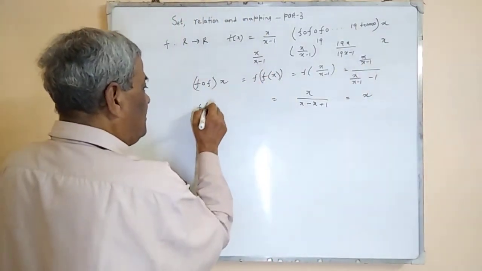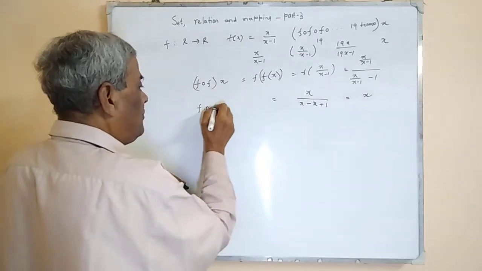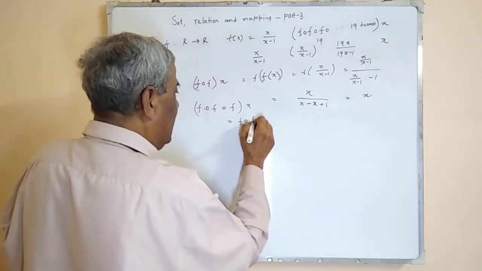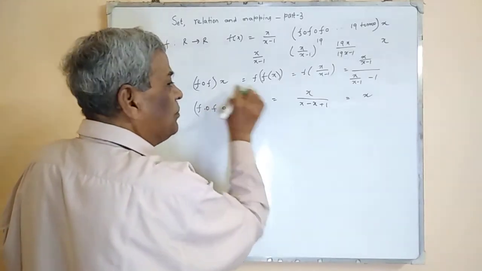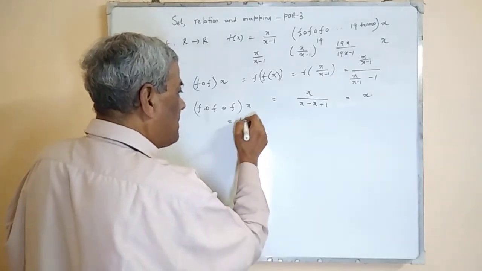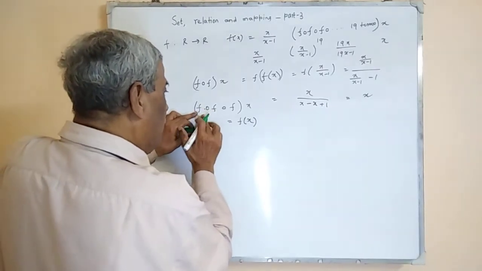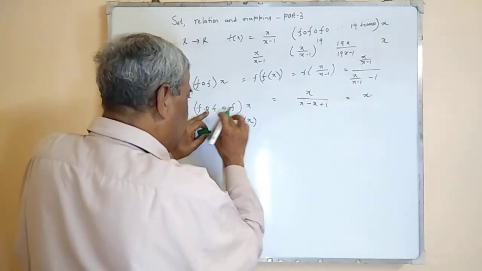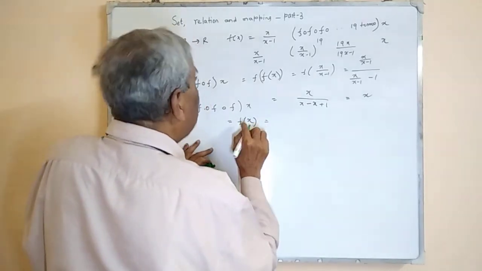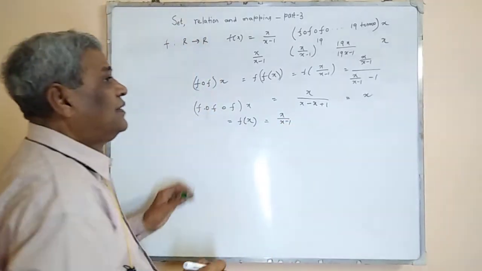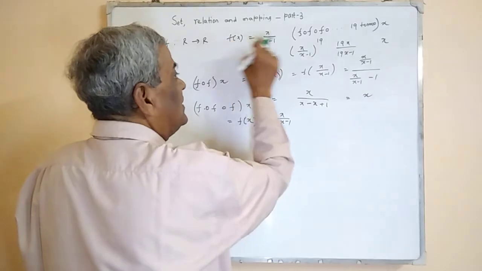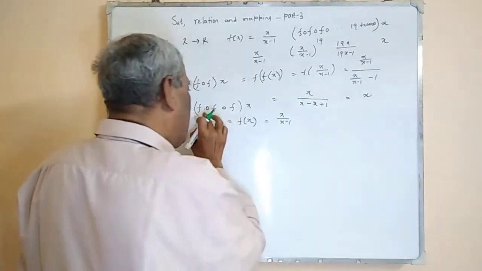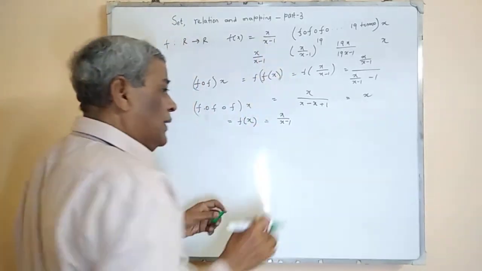Now if the process is taken three times, the result will be f of x, which is simply equal to x/(x-1). Once again I am repeating: f composed with f means this, and it is equal to x. So f(x) is x/(x-1). When applied once, the result is x/(x-1). When applied twice, the result is x. When applied three times, the result is again x/(x-1).